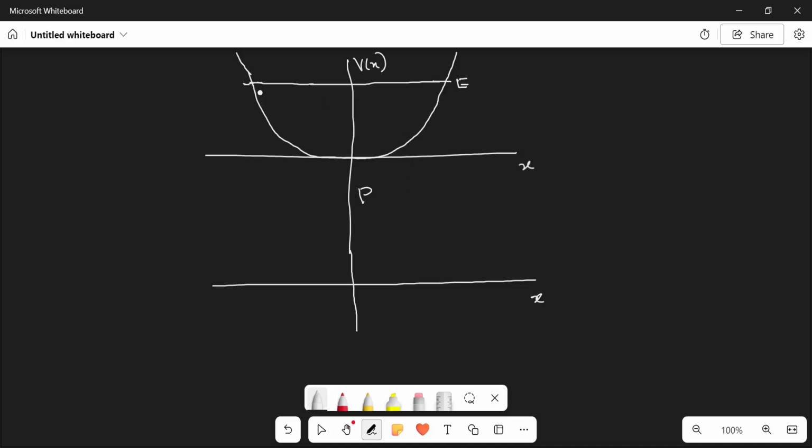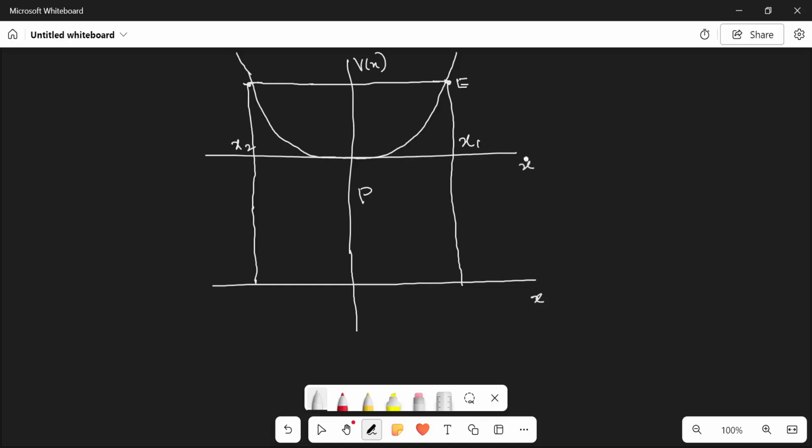In the next step, we drop a perpendicular from these 2 points. Let these 2 points be x1 and x2. So what's so special about these points x1 and x2? What's so special about them?